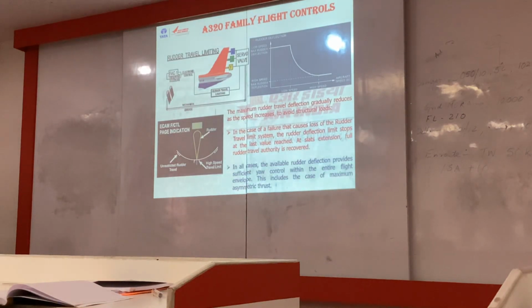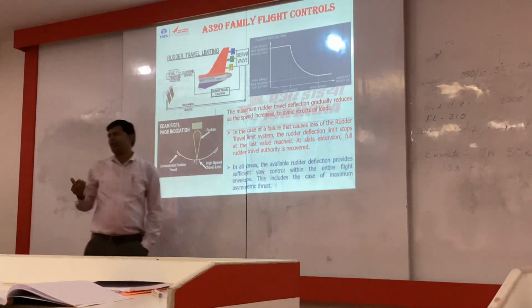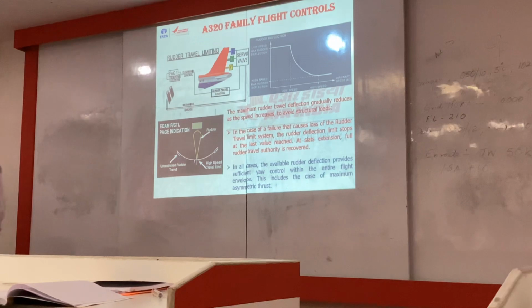Rudder travel limit. The maximum rudder travel deflection gradually reduces as the speed increases. The moment our speed is increasing, the movement limit will be reduced, to avoid any structural damage. There is one more thing, like VMCG. Have you gone through the VMCG system? What is VMCG? Why minimum? Why not maximum?